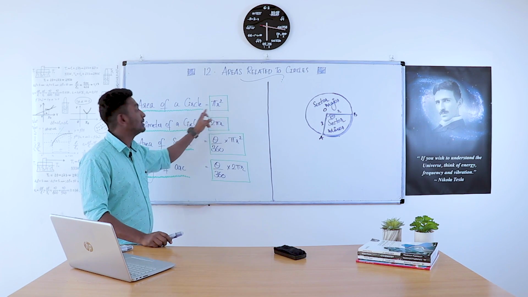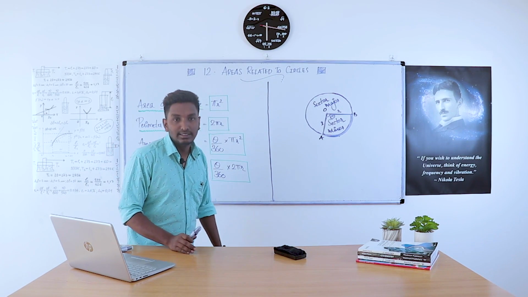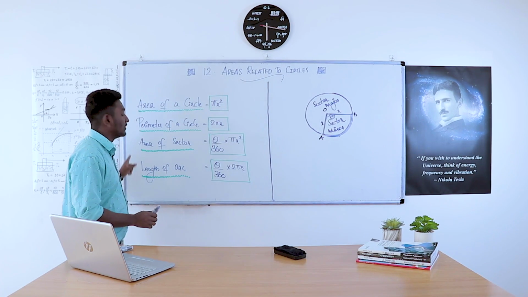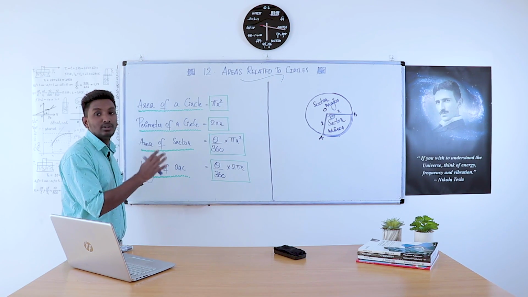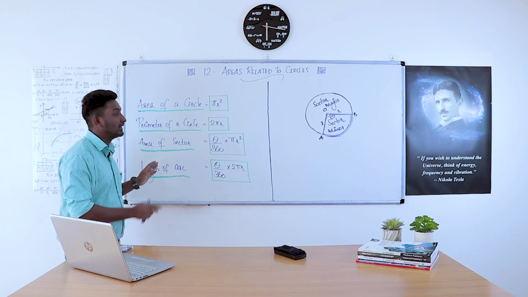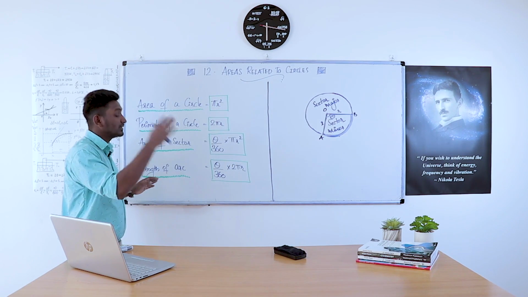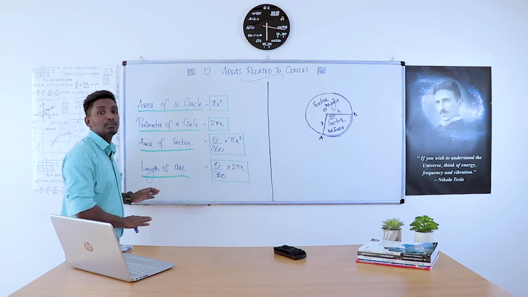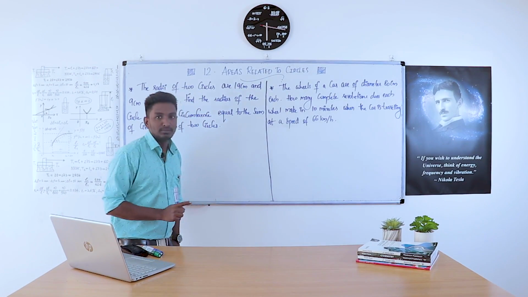Area of circle is equal to pi r square and perimeter of circle is equal to 2 pi r, that we already studied. So 1, 2, 3, 4 equations. These 4 equations are the basis of this chapter. We are doing problems based on these 4 equations. Now you can write these 4 equations in your notebook and follow me throughout the class for the problems. Okay, that's it. Now moving to the problems.